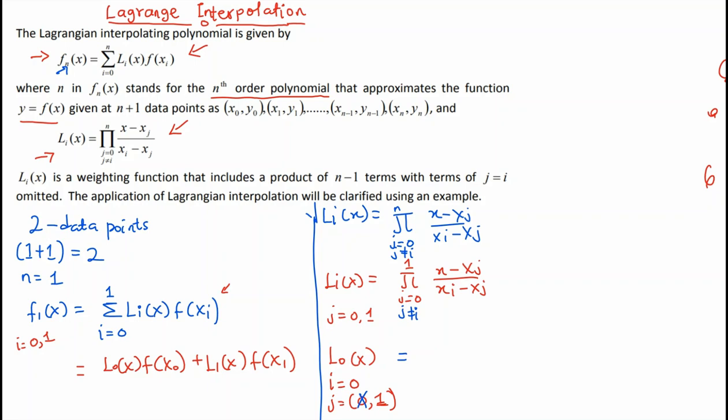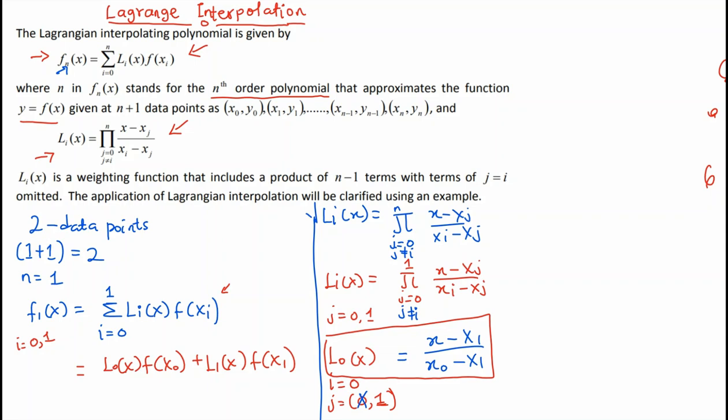You're going to have just one j value, which is 1. So you're going to have x minus x1, divided by x i, which is x0 now, minus x j, which is x1. So that would be the first L naught of x function. Okay, this is what you are going to have.